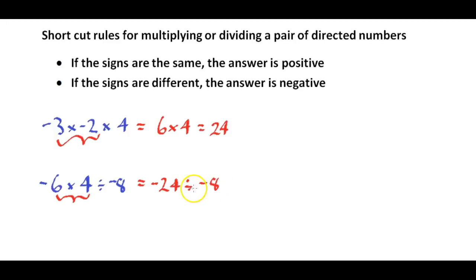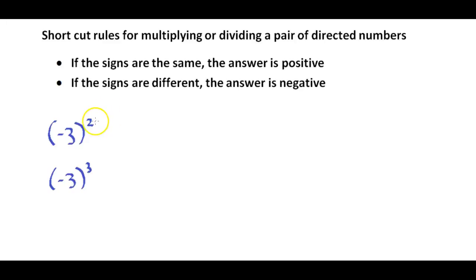Now I still have to divide by negative 8. So I look at this pair, 8 goes into 24 3 times, and a negative, the signs are the same, so my answer is positive, so it stays at 3. Now we've been learning about powers and how powers are shortcut multipliers. Let's see how it works here.